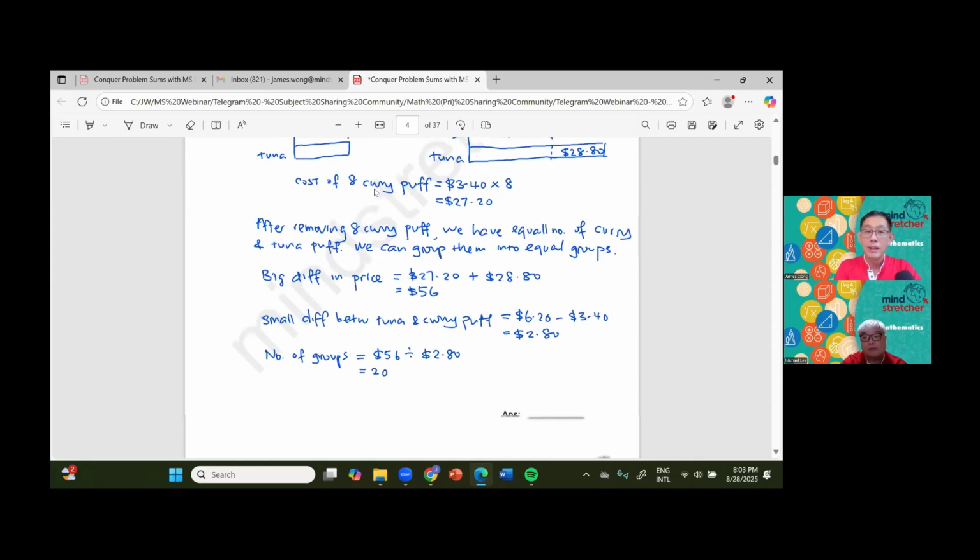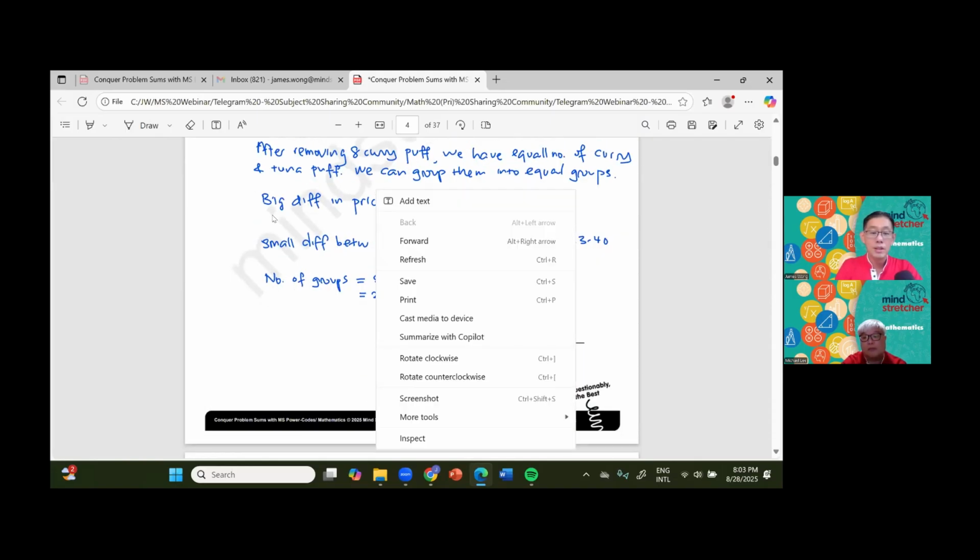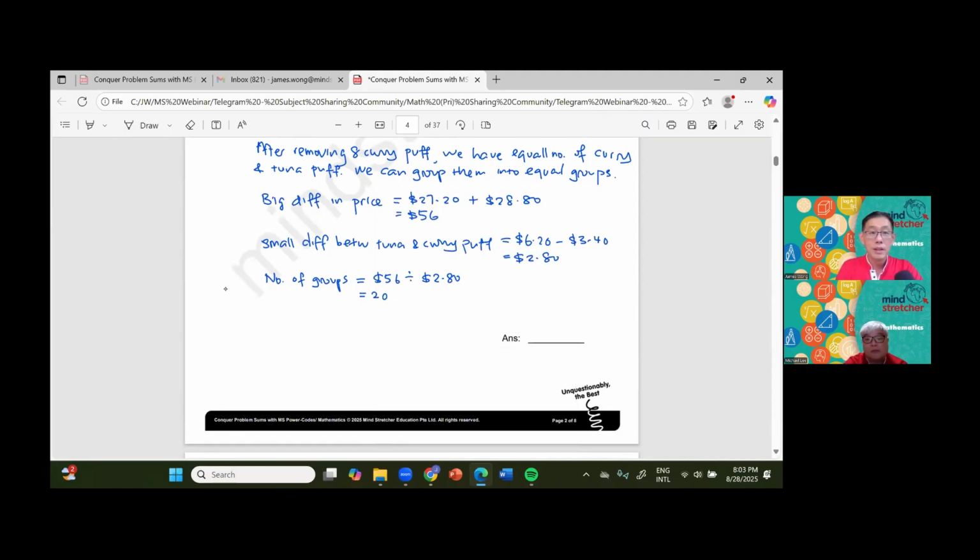So therefore, the answer is, let me write it down. Number of curry puff will be equal to 20 plus the 8 that she bought. So altogether 28. So that's the answer.